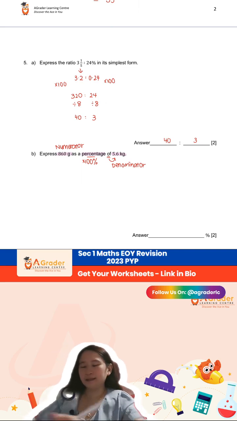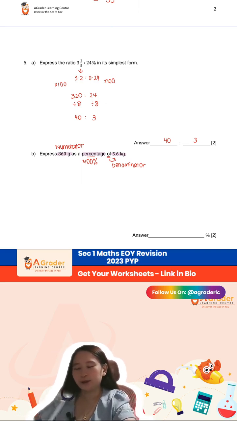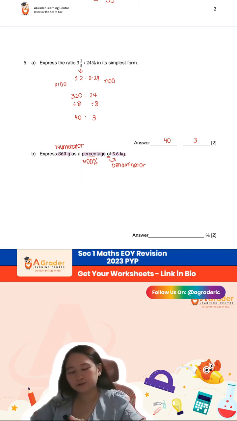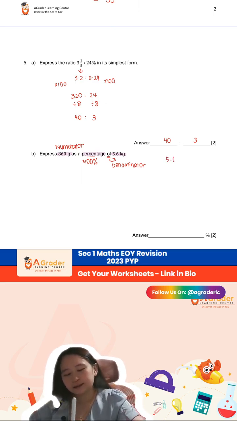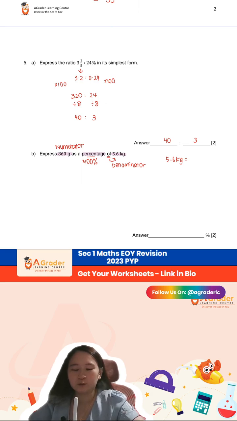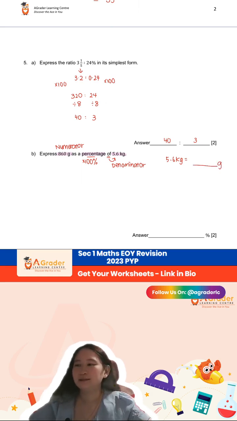Yes, but you can see that they are not in the same unit, so we have to make them to be in the same unit first. So your 5.6 kg, you can convert it into gram. How many gram is it?